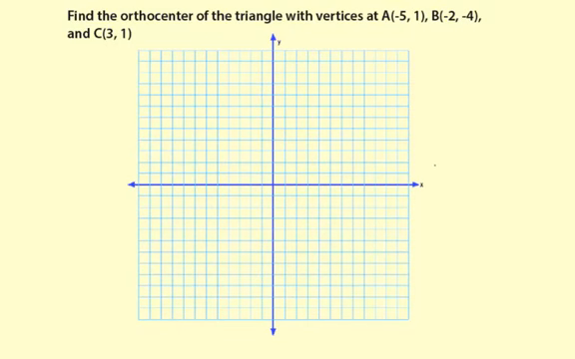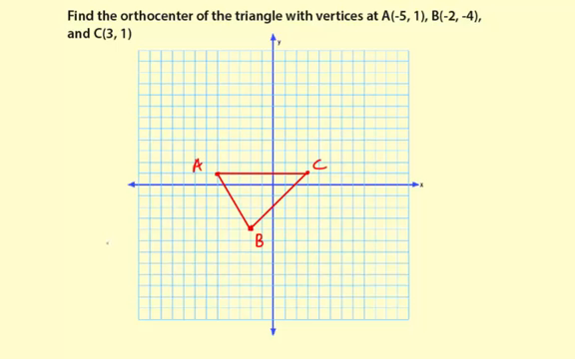Find the orthocenter of the triangle with vertices at A, which is -5, 1, B, -2, -4, and C, 3, 1. So let's plot those points. A is going to be at -5, 1. B is going to be at -2, -4. And C is at 3, 1. So now I'll connect those points to make the triangle. Okay, there's the triangle.